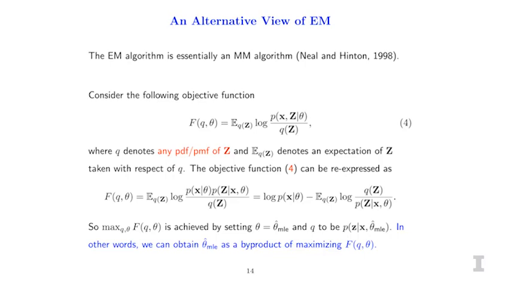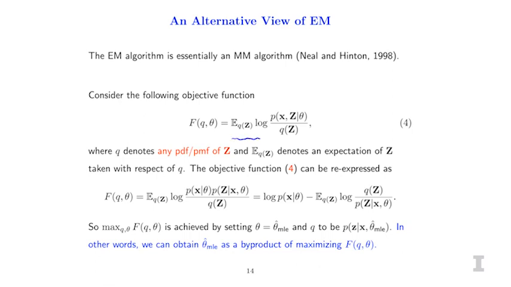Let's take an alternative view of the EM algorithm. The material here is based on a paper by Neal and Hinton in 1998. Consider the following objective function, where the numerator is the joint likelihood of x and z given theta. And the Q(z) here is any distribution on Z. It will be a PDF if Z is continuous, or a probability mass function if Z is discrete.